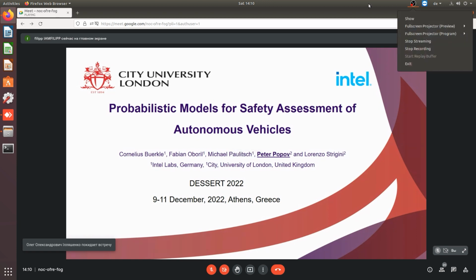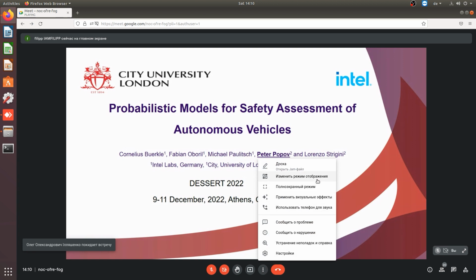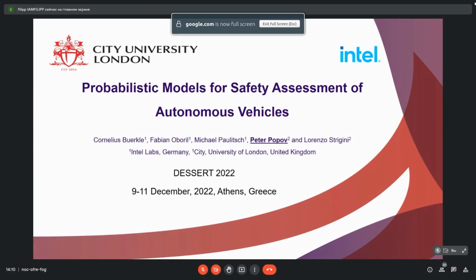So the talk is on probabilistic models for safety assessment of autonomous vehicles, and this is collaborative work with several colleagues from the Intel labs in Germany. Intel launched just before COVID what they call the Intel Collaborative Research Institute. We were working in this institute together with 5 German universities, and the point was indeed to look at the difficulties and problems with the safety assessment of autonomous vehicles.